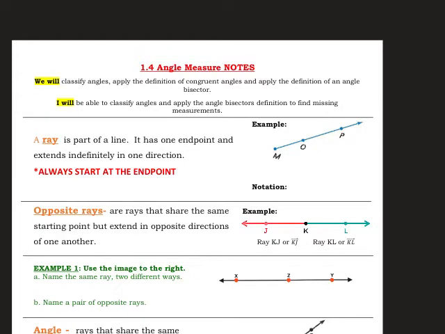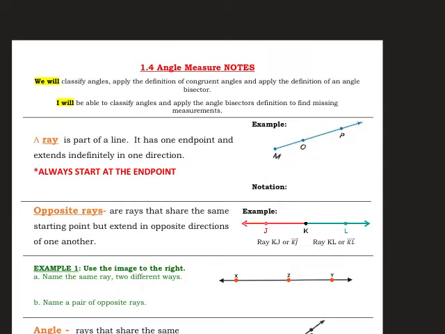The only difference now is that it has a starting point, and it has to be the end point. So where does this line start at? It starts at letter P or letter M? It starts at M because that's the one that has the end point. So this is going to be ray M to P.